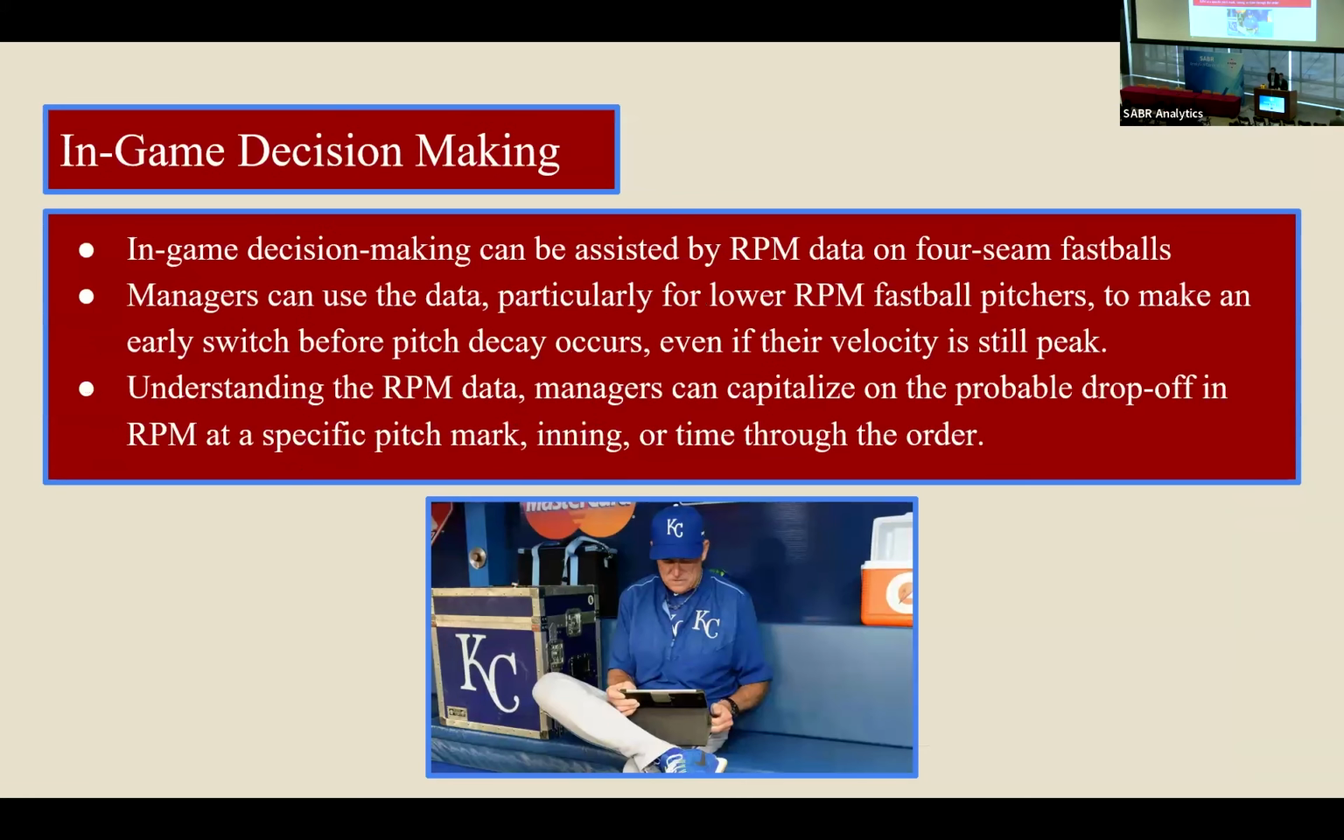All right, so moving on to in-game decision-making. Imagine a manager in the dugout facing a critical decision. Our research gives them a new tool. Revolutions per minute data, specifically on four-seam fastballs, can guide those split-second calls, turning instinct into an actual data-backed strategy. For pitchers with low RPMs, under 1950, managers can decide to pull the plug early, even if velocity looks strong, escaping decay before it hits. Knowing when RPM will likely dip at a specific pitch count or inning lets these managers gain the upper hand. This sets the stage for a deep dive into a young pitcher's experience next.